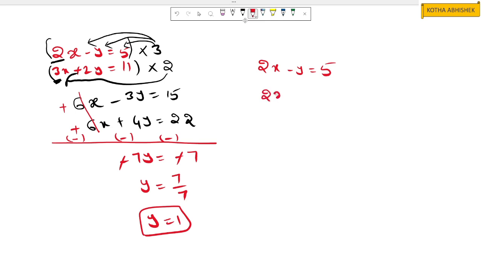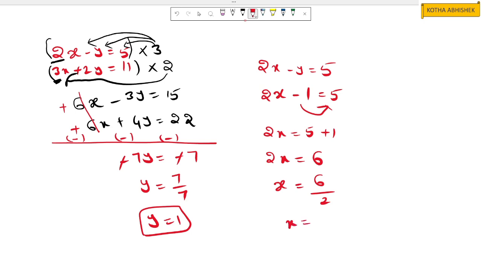2x is unknown still, so x as it is, minus the y value, which we just got as 1, substituting, equals 5. Taking minus 1 to the right side, 2x equals 5 plus 1. 2x equals 5 plus 1 is 6. Now taking 2 also to the right side, x equals 6 by 2, which is 3. So x value is 3 and y value is 1.